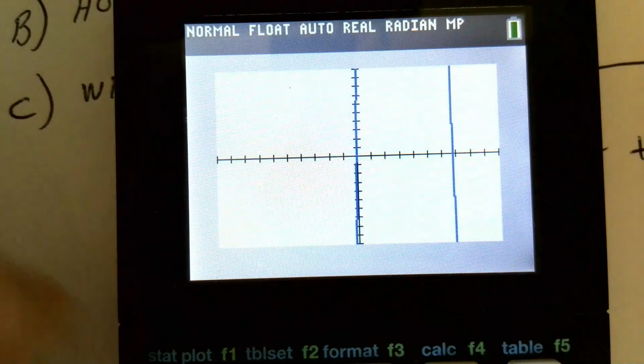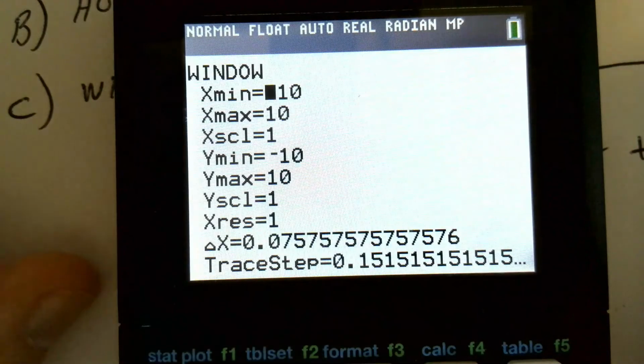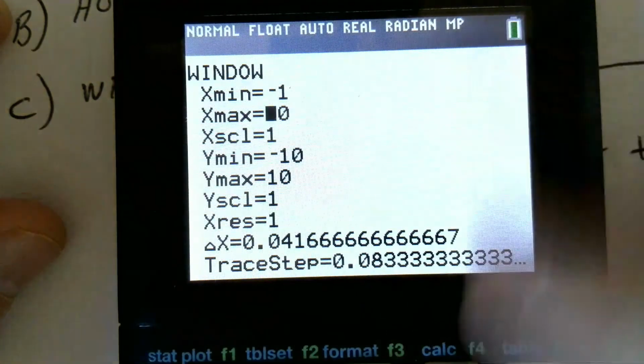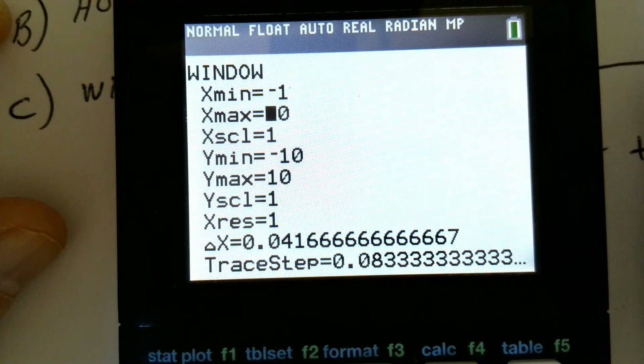I want to get a window that matches much better. So on my window, I might go 1 second beforehand, and I know that it lands within 10 seconds because I did see it come through on the other thing. So -1 to 10 is totally good there.